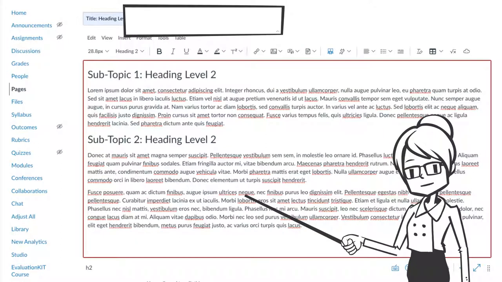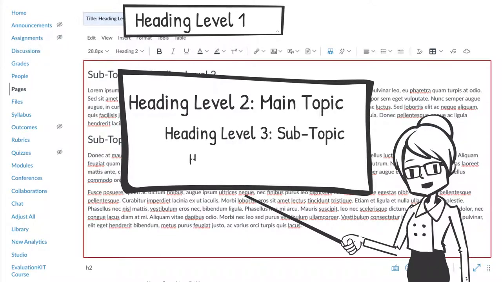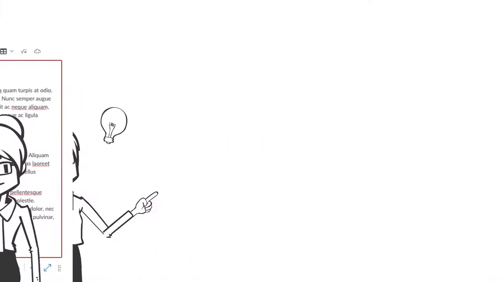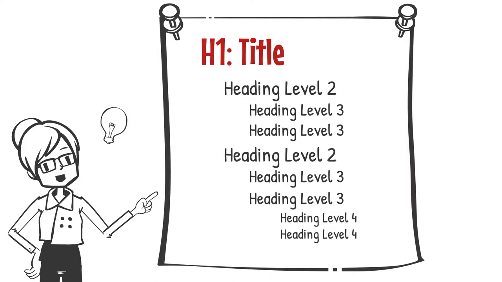So that structure looks something like this. The title is heading level one. A main topic is heading level two. A subtopic, heading level three. And a sub-subtopic is heading level four. Essentially, your heading structure is just like an outline, right?